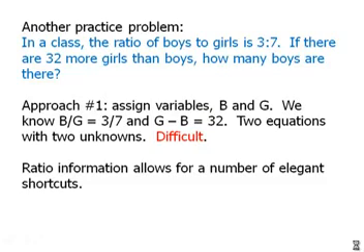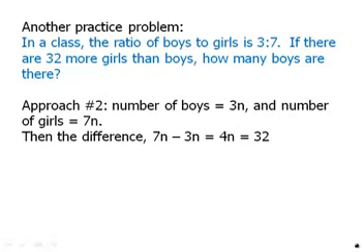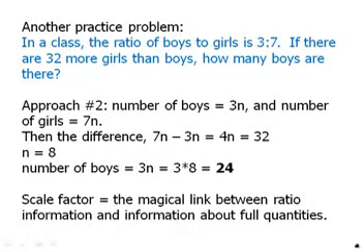Instead, I'm going to show something much simpler. I'll just point out ratio information often allows for a number of elegant shortcuts. Here, let's rewrite the given information in terms of scale factor. The fact that we have a ratio of 3 to 7 means we could say the number of boys is 3n, the number of girls is 7n. We don't know what n is, but we can rewrite this in terms of n. Then it's very clear that the difference, 7n minus 3n, is 4n. 4n equals 32. Well, immediately we can solve for n and then solve for the number of boys. So that's a much more elegant solution. Scale factor is the magical link between ratio information and information about full quantities. This is a powerful shortcut to know about.